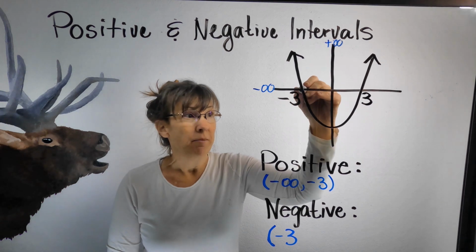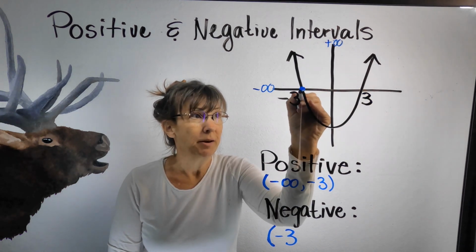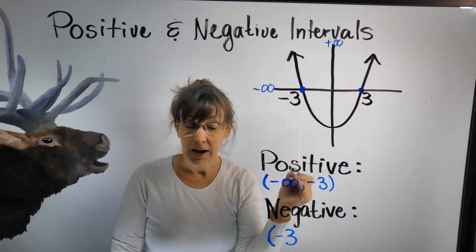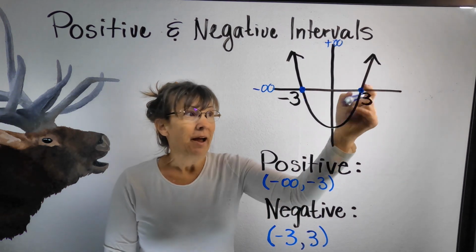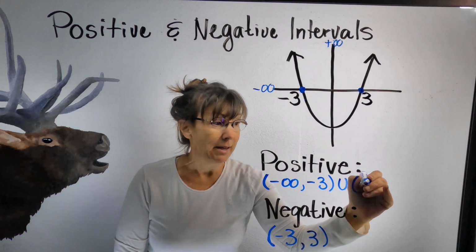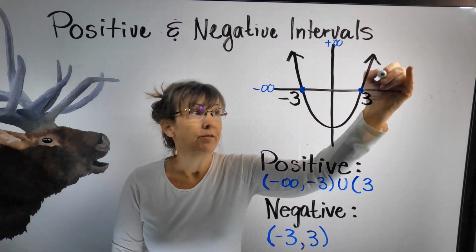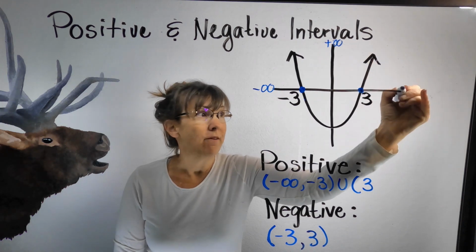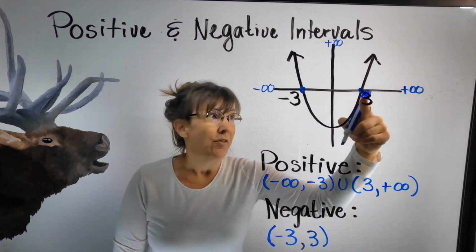-3, now I'm negative y values for all of this, which means from -3 until +3, my y values are negative. And then right here back at +3, notice my arrows are going up. All of this is in positive y values until positive infinity on the x values.